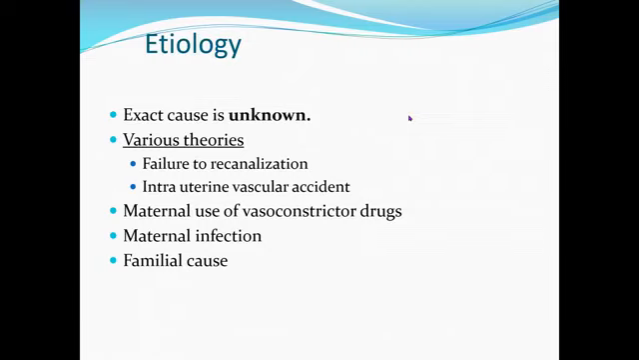So what is the etiology? The etiology is not exactly known, but various theories are offered. One is failure of recanalization. Another is intrauterine vascular accident. As I mentioned earlier, any ischemic insult to the intrauterine vascular supply causes loss of vascularity, followed by loss of a segment of intestine, and there is no communication between the two segments.